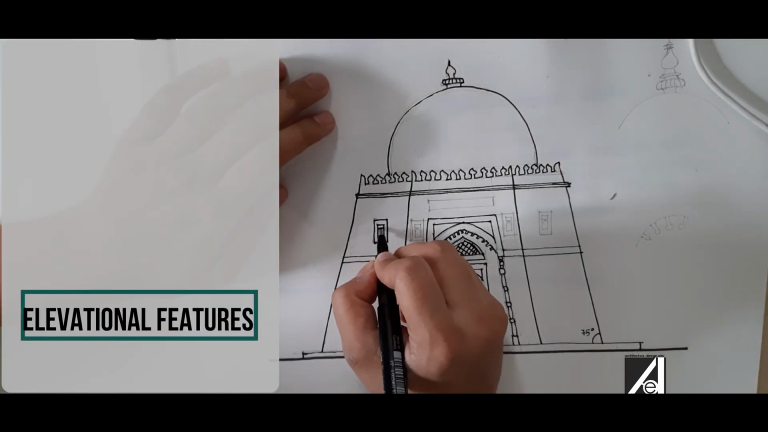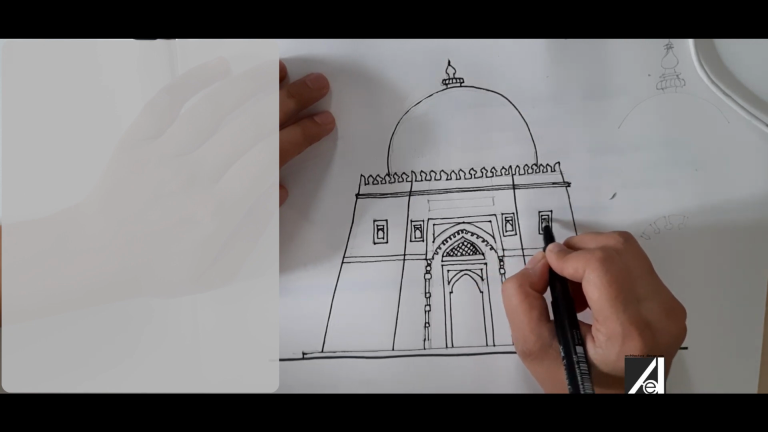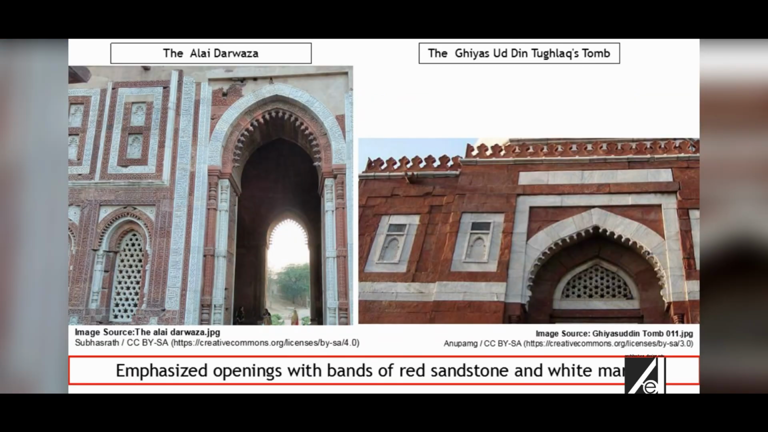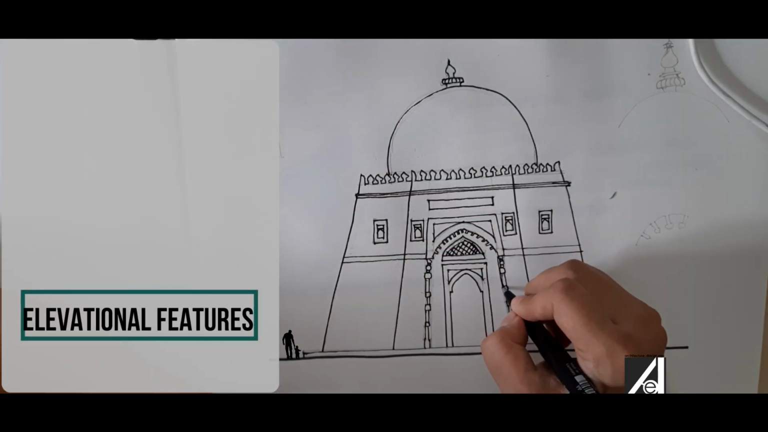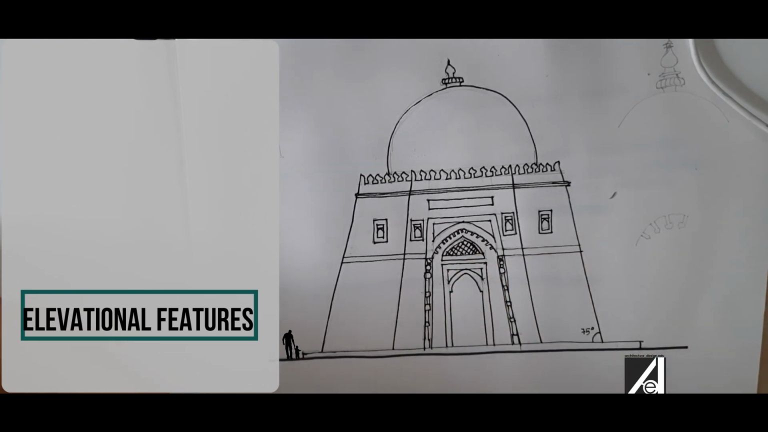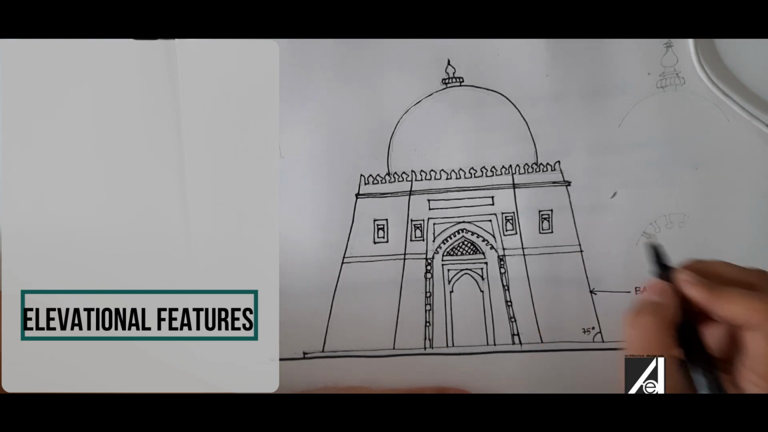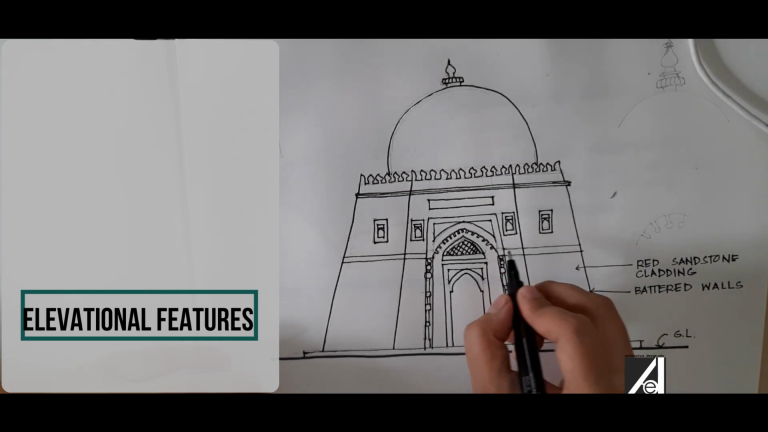Marble blind arches are placed on either side of the horseshoe arch. We can see this design feature used earlier in the Alai Darwaza. The openings are highlighted by alternate red sandstone and white marble bands. The same can be seen in the Alai Darwaza. The jali pattern of the Alai Darwaza and the Ghiyasuddin Tughlaq tomb are the same. The space between the arch and the lintel is filled with intricate marble jali. So here we sum up the elevational features of the Ghiyasuddin Tughlaq's tomb.